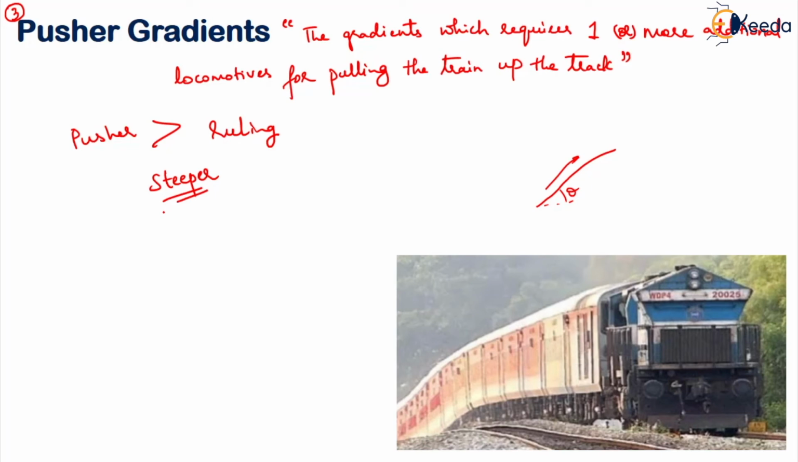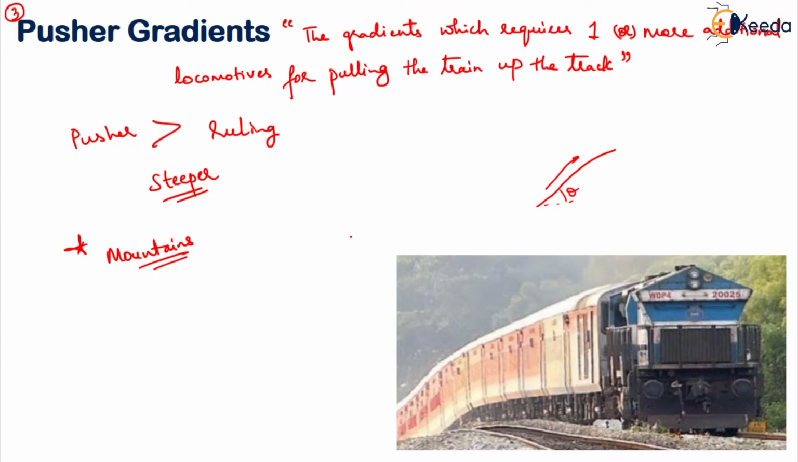Now, why we have to go for pusher gradient, especially in mountain, is very, very important. Because if you go for normal ruling gradient, what will happen is you will have to do heavy cutting of the rocks, and the length of the route also will become very high. By giving pusher gradient, the cutting will be reduced, and once the cutting is reduced, the route length also will be reduced.